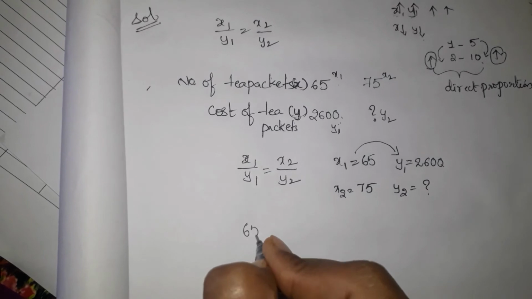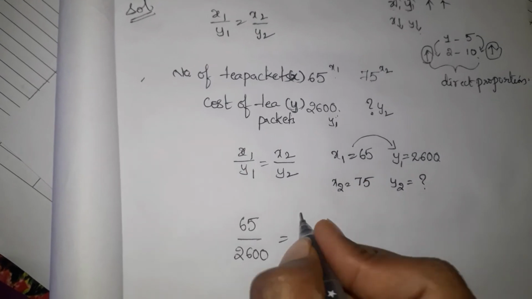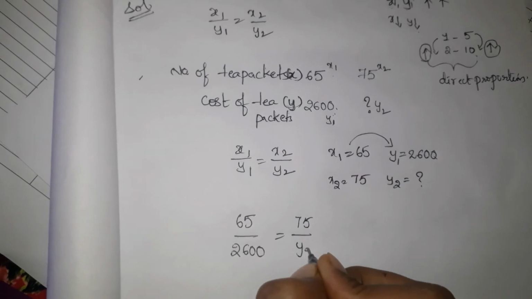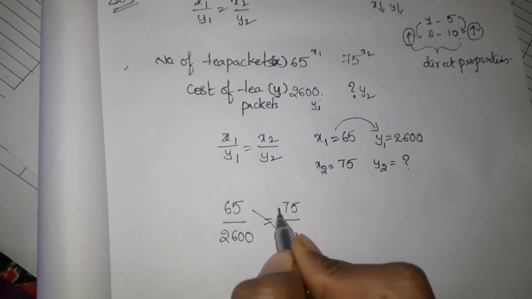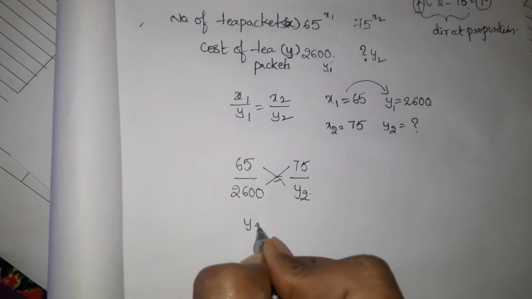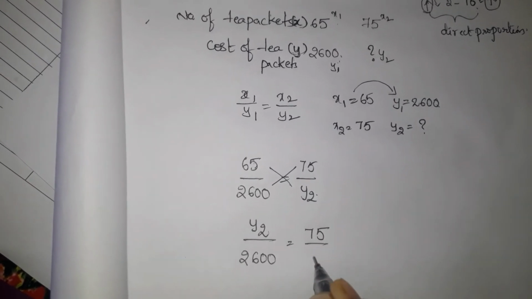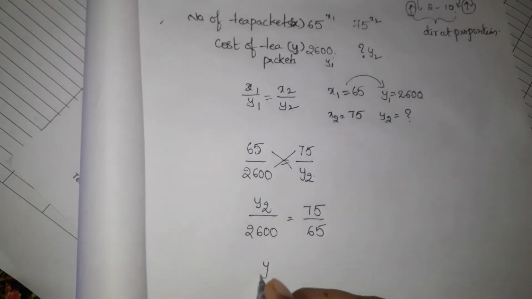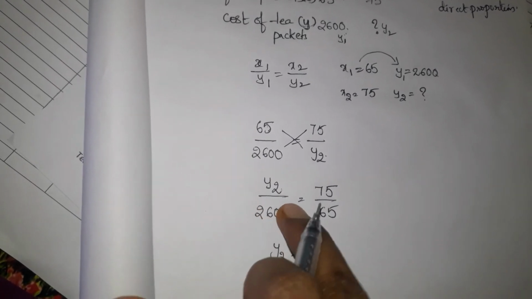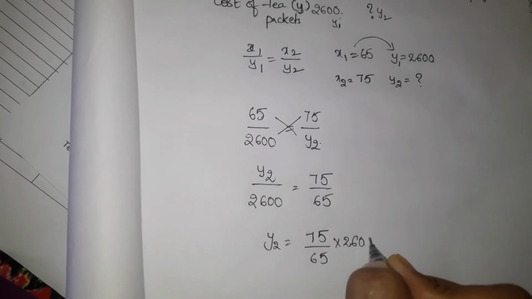So we'll substitute all these values. x1 is 65, by 2600 equals x2, which is 75, by y2. We don't know y2, so it remains the same. Now you cross multiply this. This y2 comes here and this 65 comes here. So y2 by 2600 equals 75 by 65. And we know that y2 equals 75 by 65. This is in the denominator, right? When it goes to the other side by cross multiplying, it goes to the numerator, right?